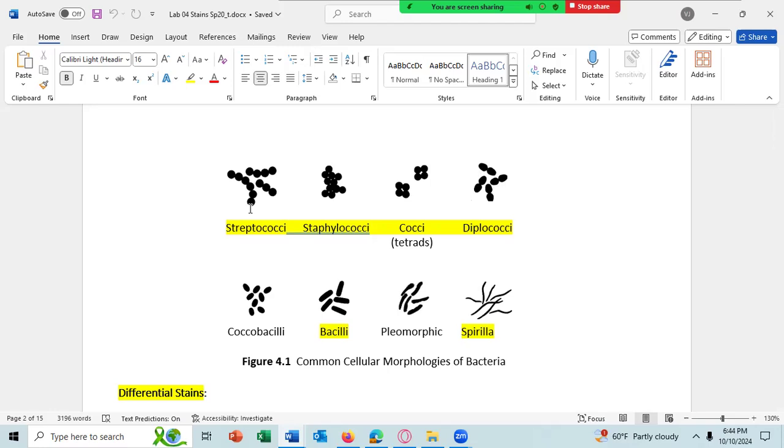With the bacilli, you have fewer cellular growth arrangements. You have singlets, of course. You have diplobacilli, and you can have streptobacilli.